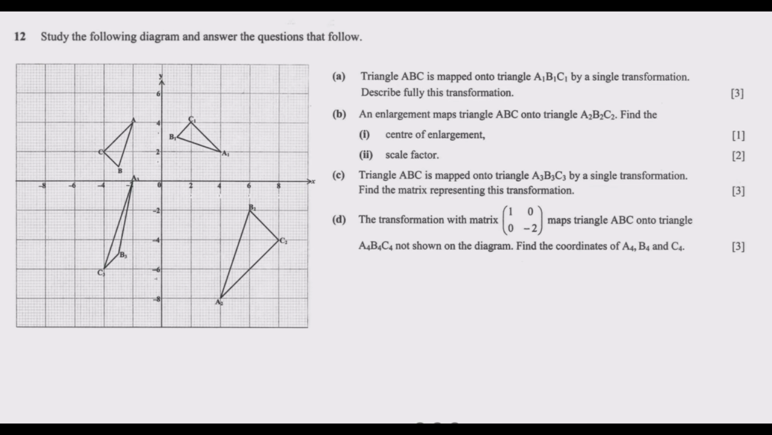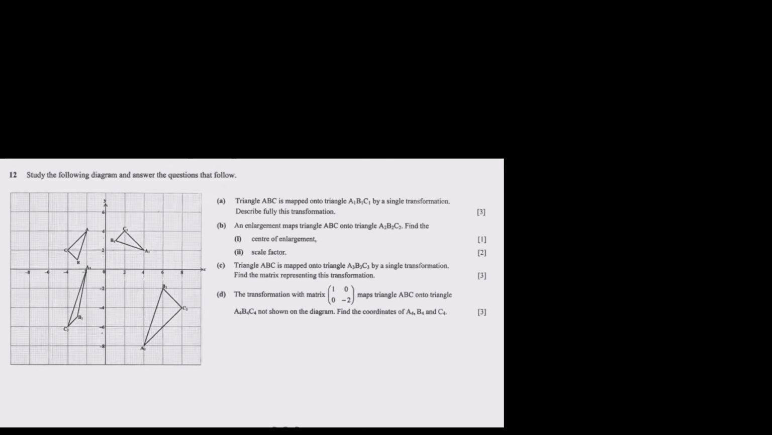So question 12 reads, study the following diagram and answer the questions that follow. Triangle ABC is mapped onto triangle A1 B1 C1 by a single transformation. Then the question reads, describe fully this transformation. So basically we need to look at these shapes. Let me just zoom in so that you're able to see clearly.